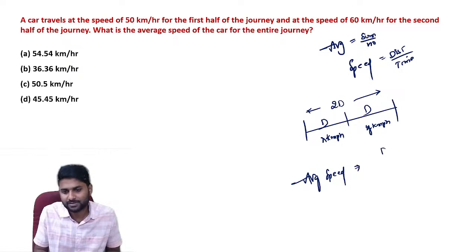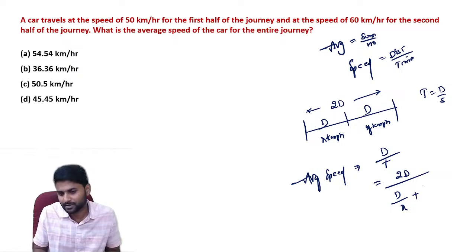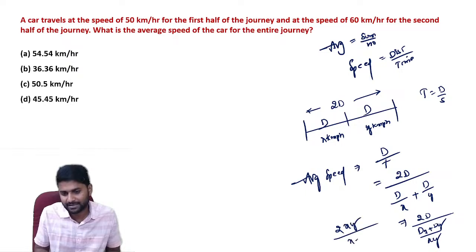Average speed is all about distance divided by time. Time we need, distance by speed. Total distance is 2d. The first half of the distance is covered at a speed of x kilometers per hour, and the second half at a speed of y kilometers per hour. If you go through that simplification, 2d divided by, taking common, dy plus dx. Finally, you will get 2xy divided by x plus y.